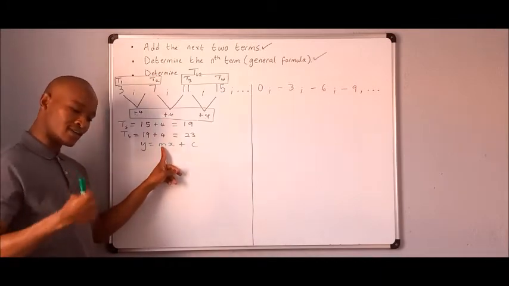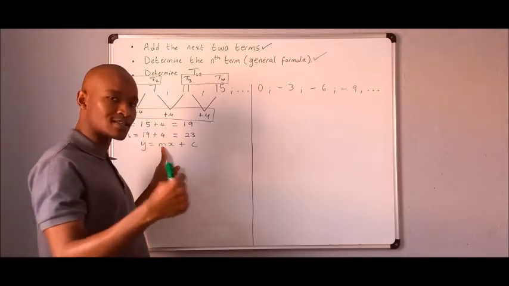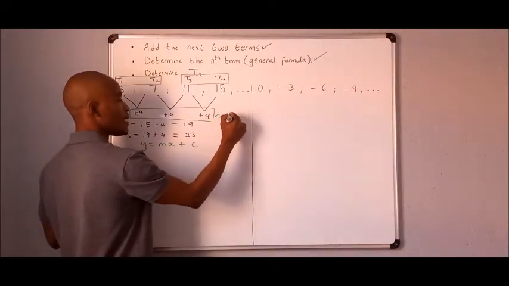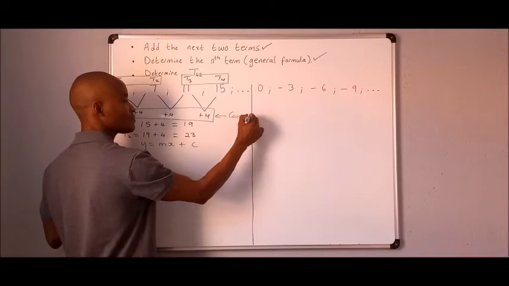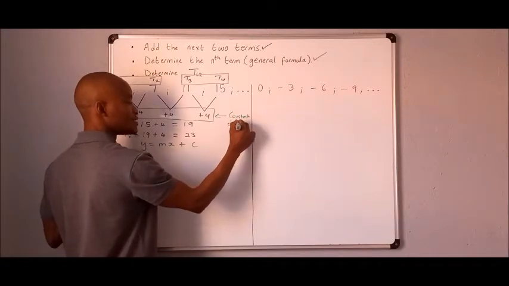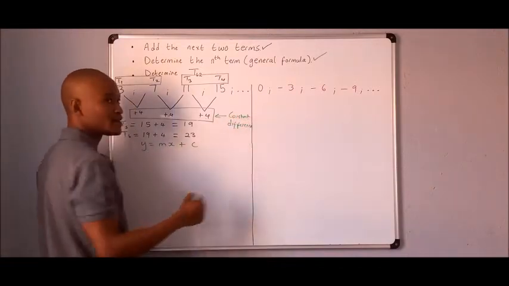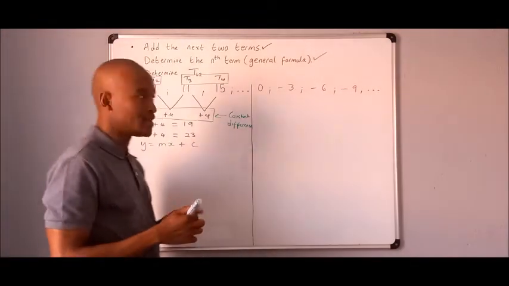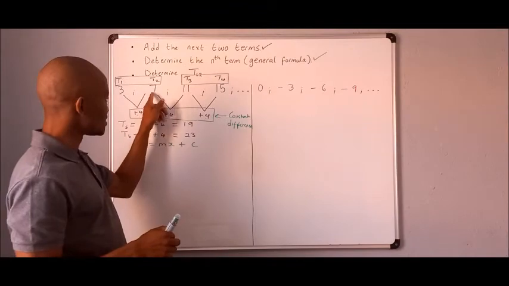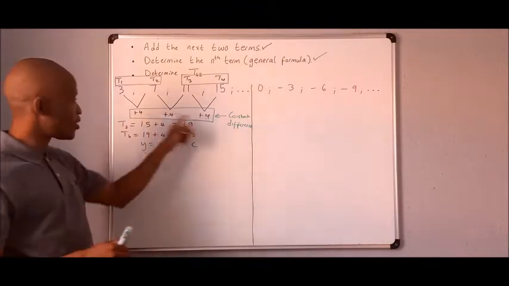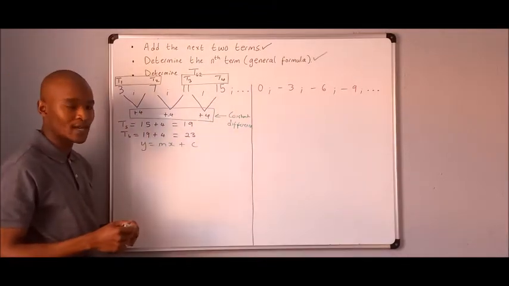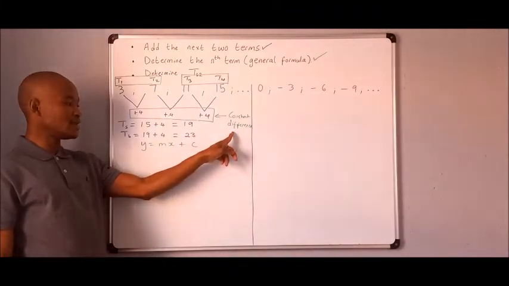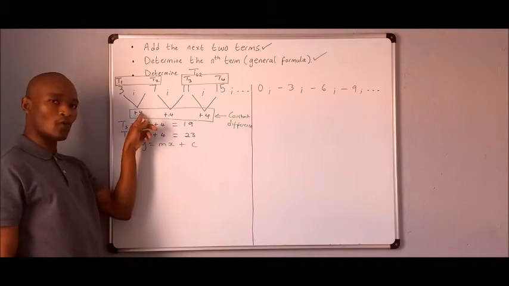Okay, and the gradient of a straight line is constant, and this is what we mean by this constant difference. Remember, a gradient is a rate of change from point to point. This is from position to position, and that change is a positive 4. So our m here, from that understanding, is a 4.